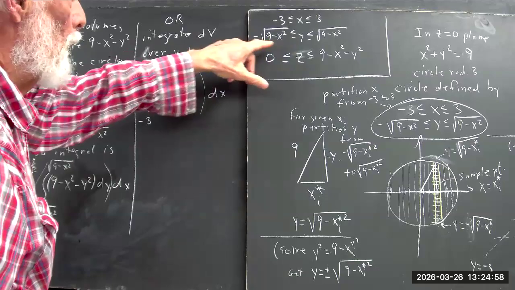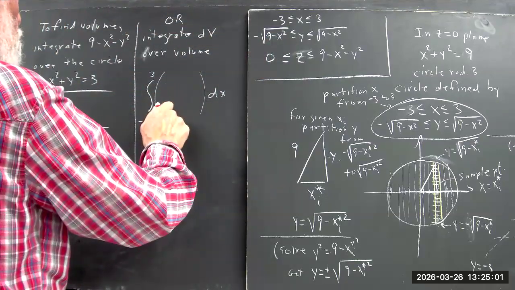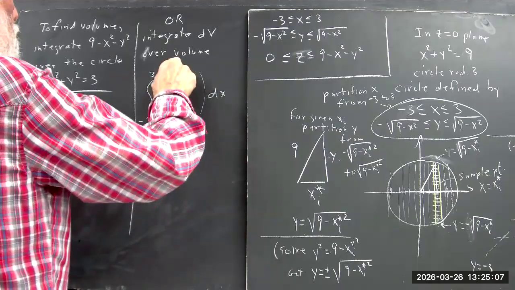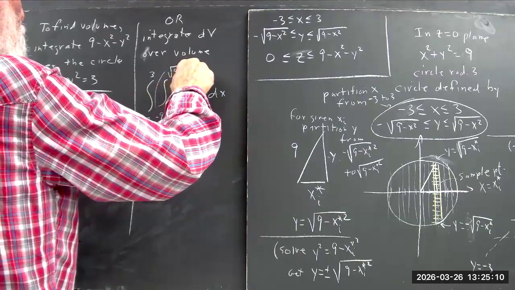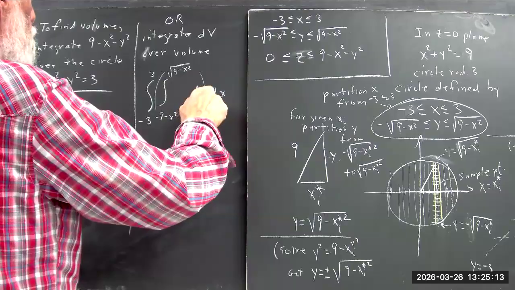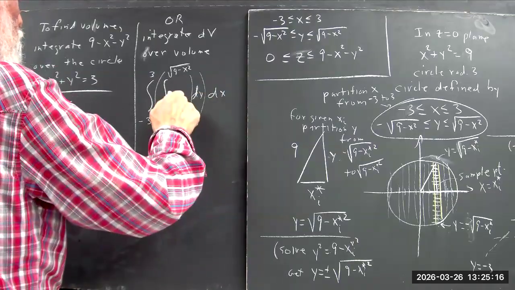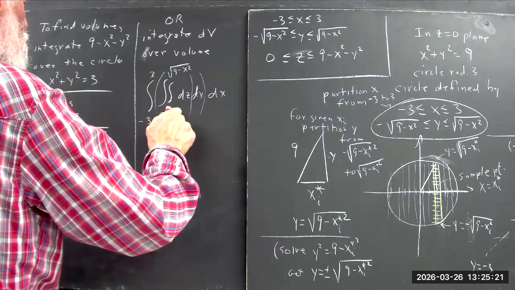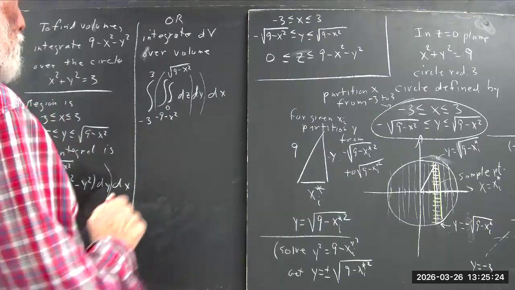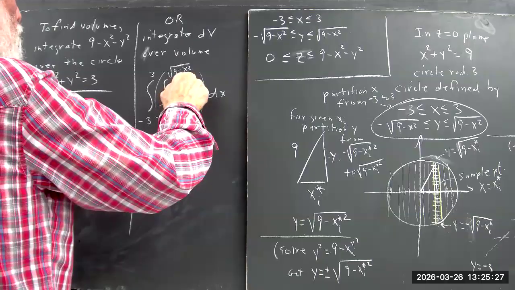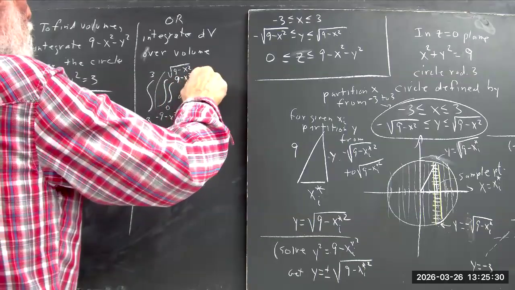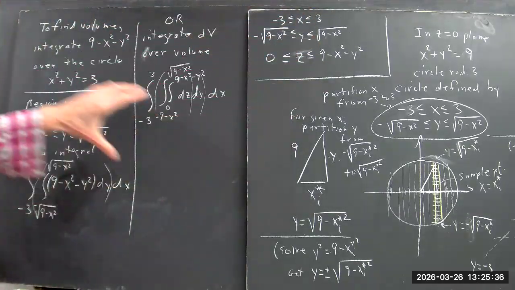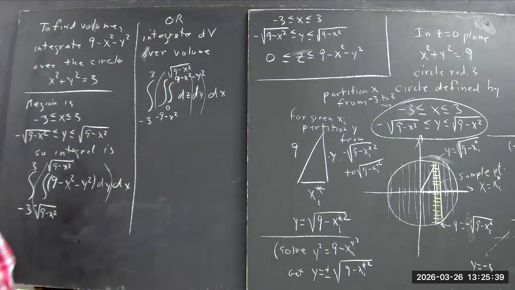And then y from negative square root of 9 minus x squared to the square root of 9 minus x squared. That's for y. And then for z, 0 and 9 minus x squared minus y squared. Right there it is. If you have the inequalities, you write down the integral, boom.